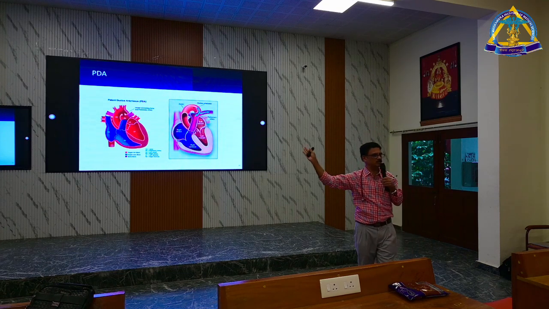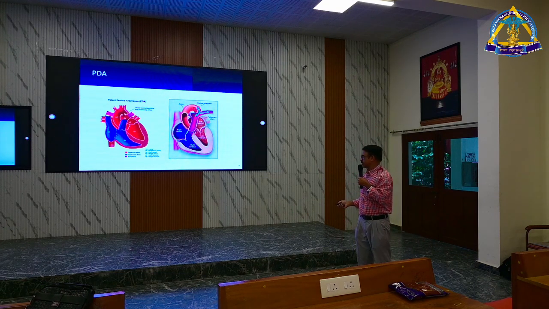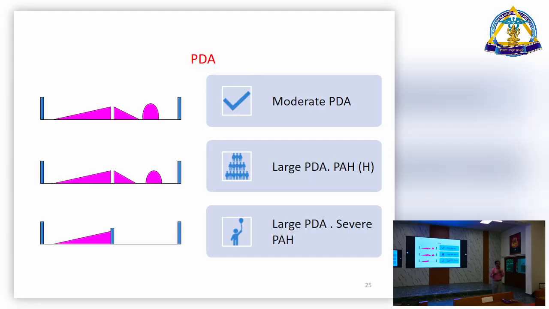Other things are almost similar. And sometimes the PDA may be life-saving. There are conditions where there is right-side obstruction or left-side obstruction, pulmonary atresia, aortic atresia. In all these cases, PDA is life-saving. So this is what I have told, the continuous murmur.